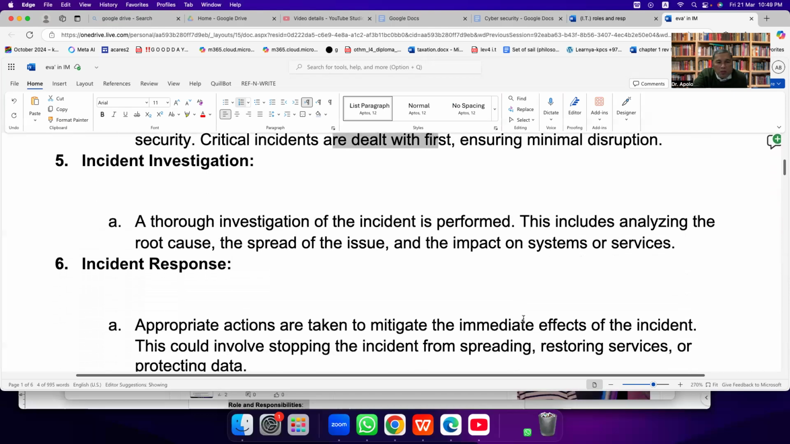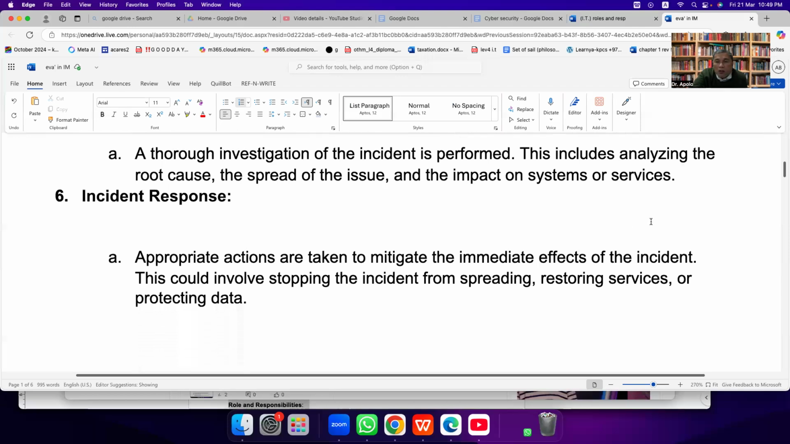Then investigation. A thorough investigation of the incident is performed, getting all the data identified before. This includes analyzing the root cause, the spread of the issue, and the impact on the system or services. The underlying context here is multinationals and banks that have worldwide operations. So the problem is very huge in terms of financial losses, amounting to billions.